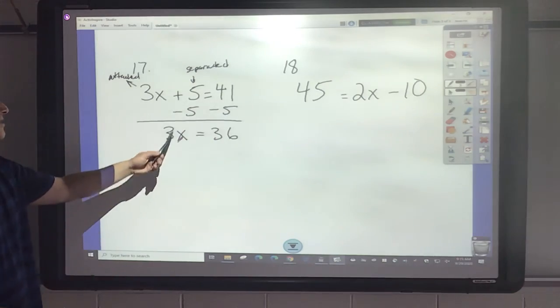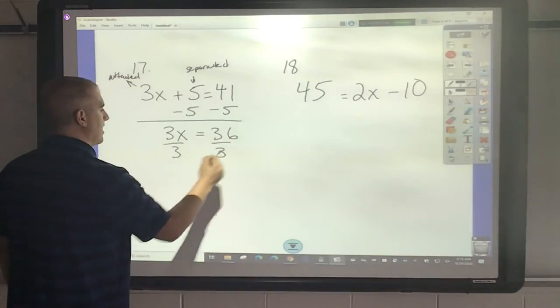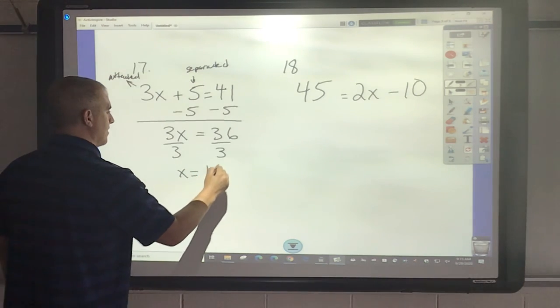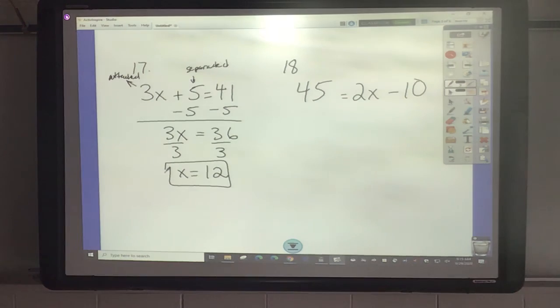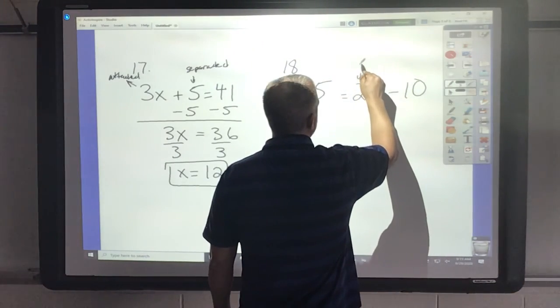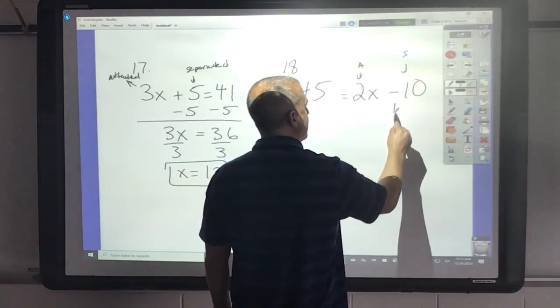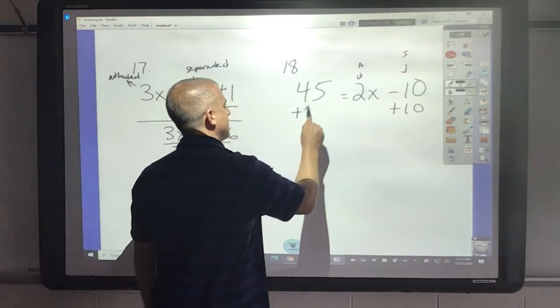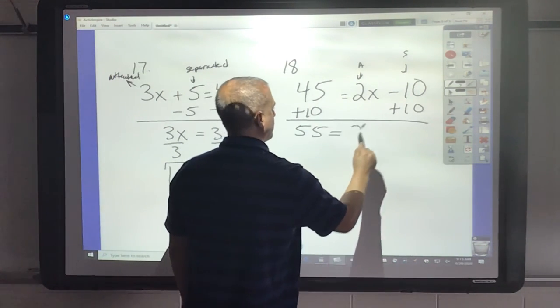Now I want to get rid of the attached. That's attached by multiplication, so I go ahead and divide. 36 divided by 3 would be 12. Same thing over here. I've got an attached and a separated. I'm going to get rid of the separated. If it's minus 10, I would add 10. So that would be 55 equals 2x.